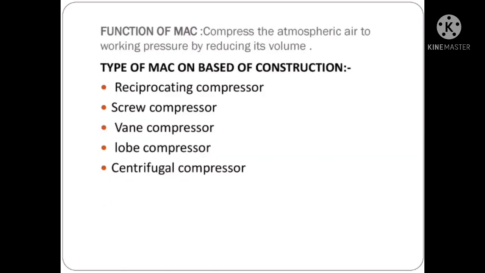The function of the compressor is to compress the atmospheric pressure air to the working pressure by reducing its volume. So we'll see the types of air compressor. First we'll see the reciprocating air compressor, screw compressor, vane compressor, lobe compressor, centrifugal compressors. Mostly we use a reciprocating compressor on board ship. So we will study the reciprocating compressor in detail.